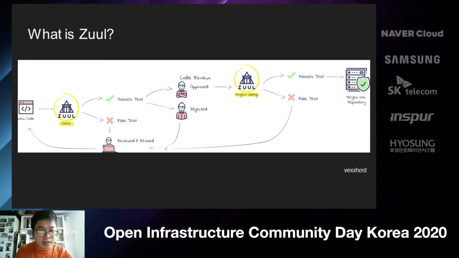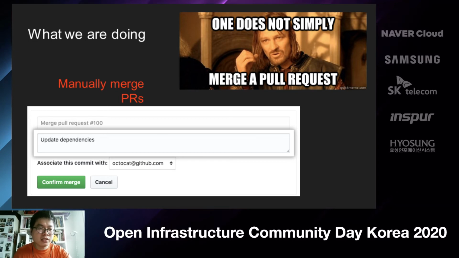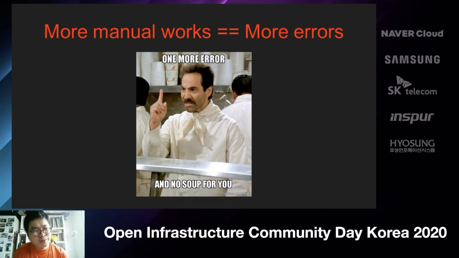As you can see here is a sample process of a ZUUL pipeline from checking to project gating. So this is what we are doing right now with our CICD. Normally someone opens a pull request and it triggers Jenkins to build and test, and then Jenkins updates the pull request status. If everything is good, someone has to go in and merge the PR manually, and then if it's good enough, someone has to execute a Jenkins job to deploy the new code manually. And as you know, manual work is prone to errors.